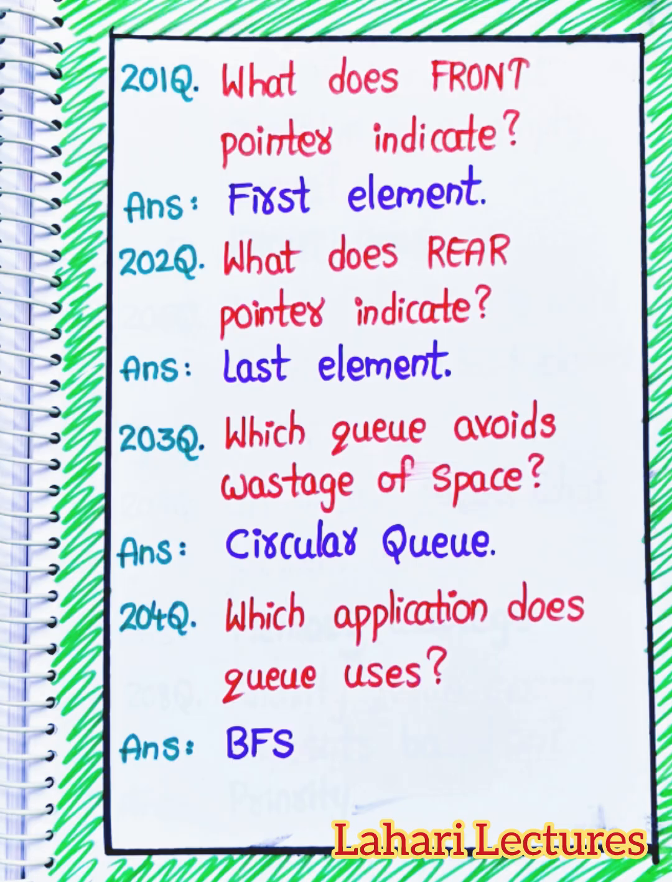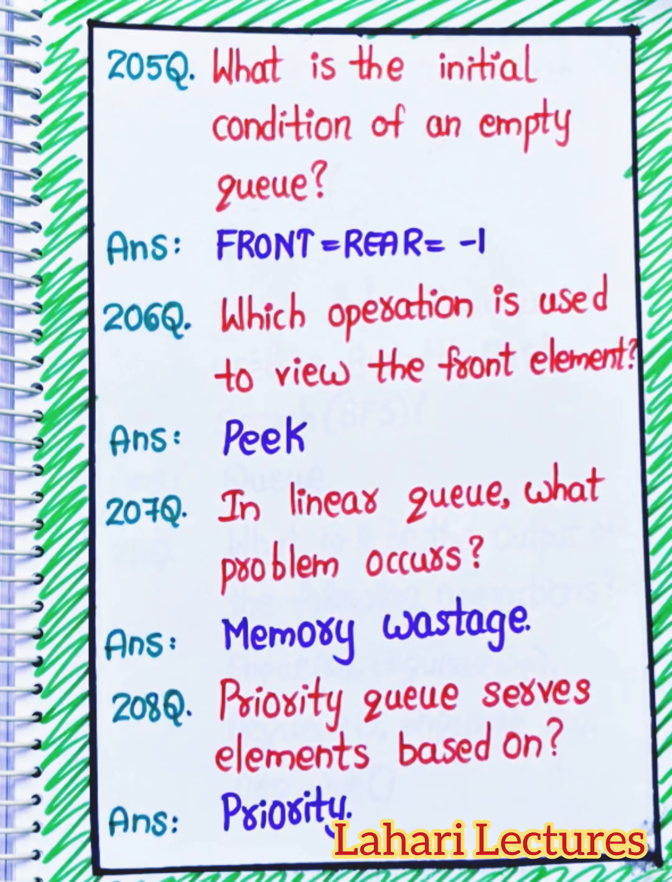Circular queue. Which application does queue use? BFS. What is the initial condition of an empty queue? Front equal to rear equal to -1. Next question, which operation is used to view the front element? Peek. Next question, in linear queue, what problem occurs?